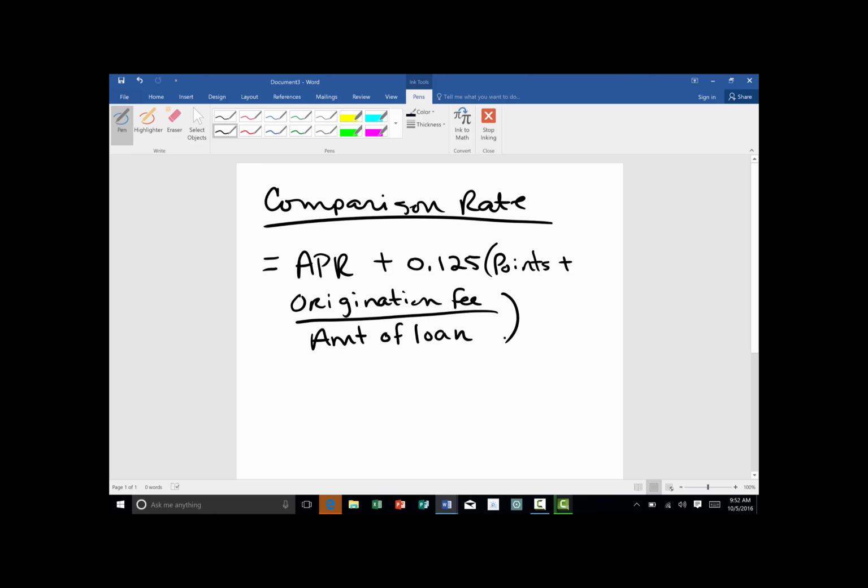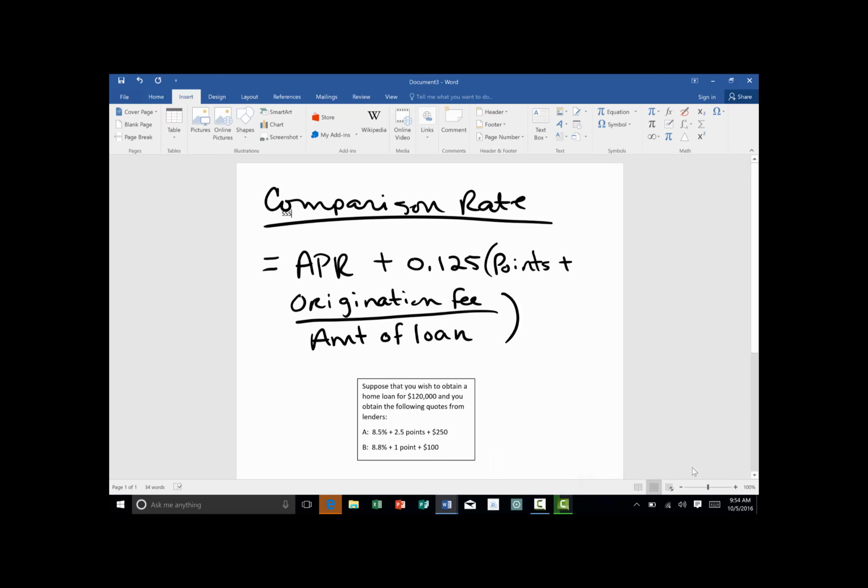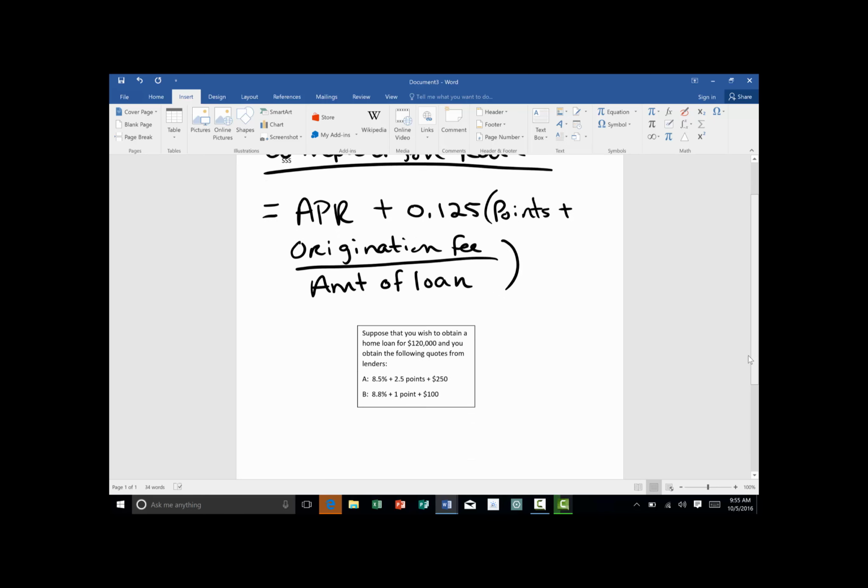And so we're going to look at example 2. Example 2 on page 345 says, suppose that you wish to obtain a home loan for $120,000 and you obtain the following quotes from lenders. 8.5% plus 2.5 points plus $250, 8.8% plus 1 point plus $100. And you want to see which one's better.